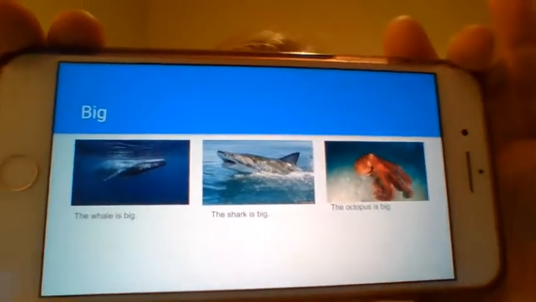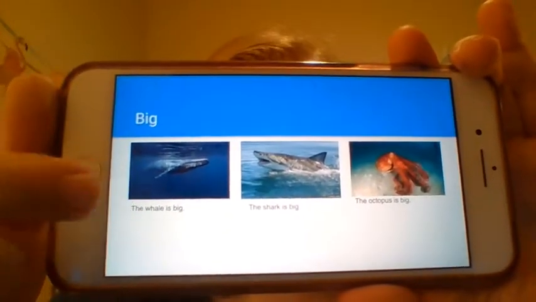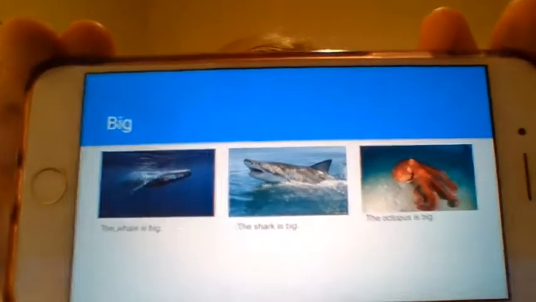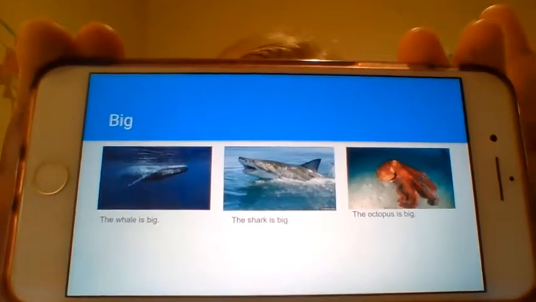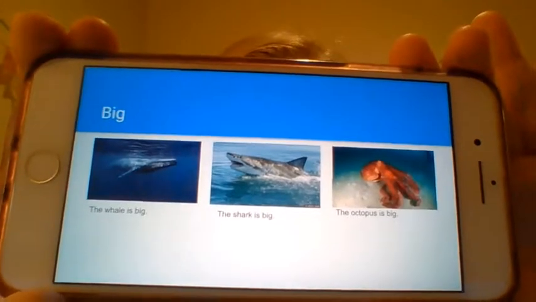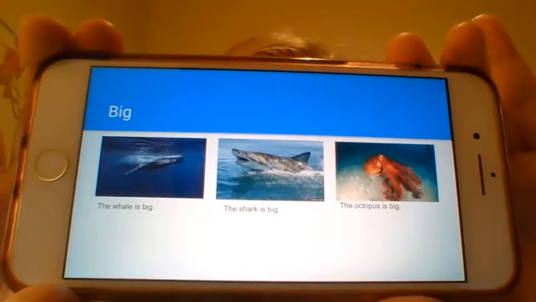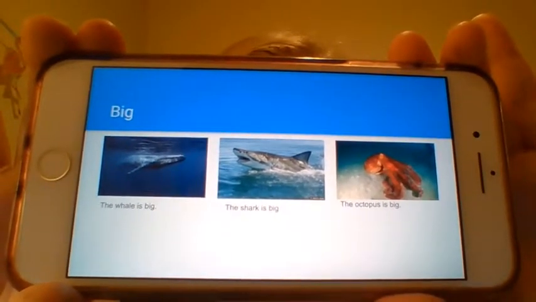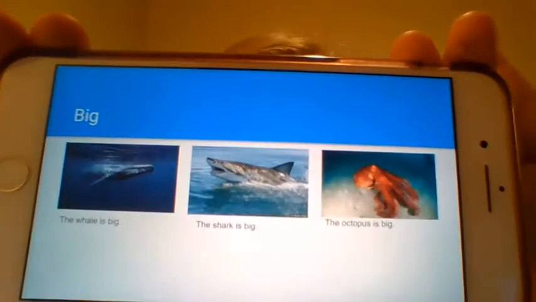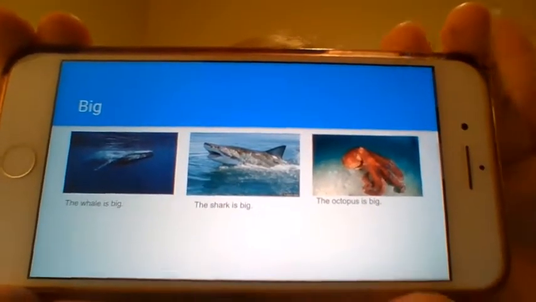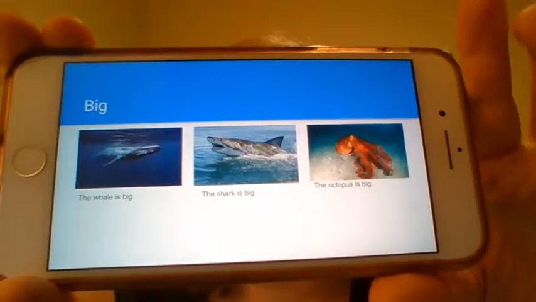So first one, what is this? The whale? Let's read it. The whale is big. Nice job. Okay, let's read the middle one. The shark is big. Okay, and last one. The octopus is big. Well done, students. So we got all those read. Let's move on to the next one.